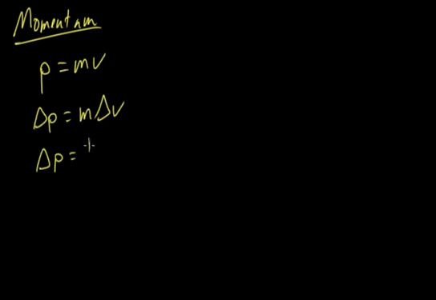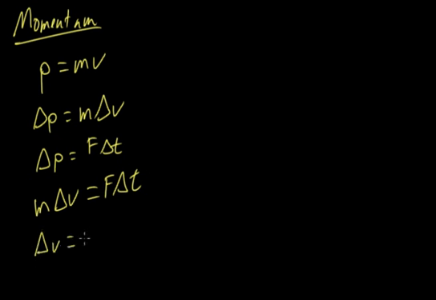Okay, so we're still on momentum today. Last time we did p equals mv. We did delta p equals m delta v. We did delta p equals F delta t, which is also known as impulse here. And then we also said m delta v equals F delta t. And of course we realized that delta v equals vf minus vi.